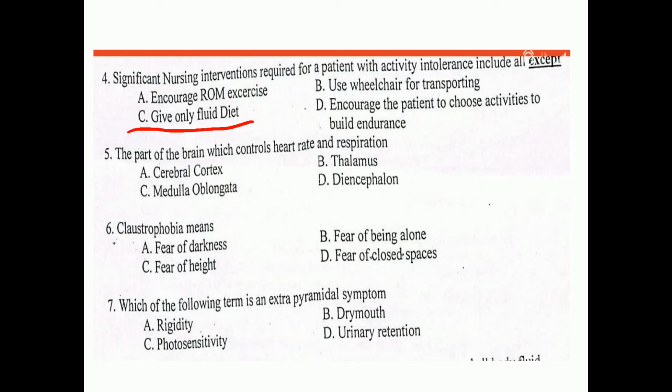Next question. The part of the brain which controls heart rate and respiration is. Options are cerebral cortex, thalamus, medulla oblongata, diencephalon. The correct answer is option C, that is medulla oblongata. Medulla oblongata is the part that controls the heart rate and respiration.